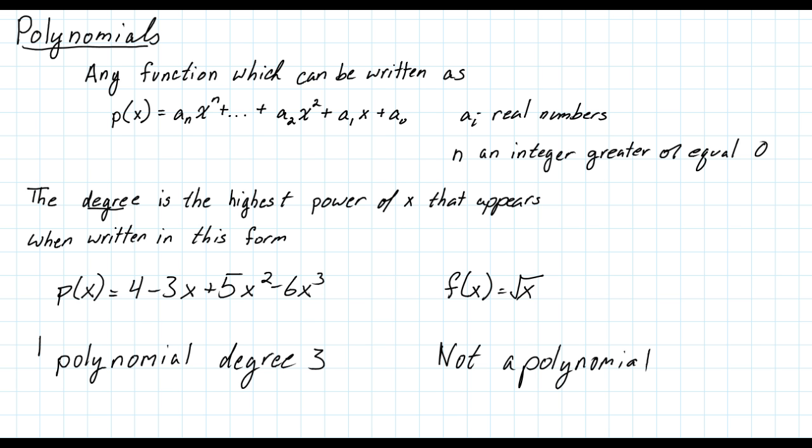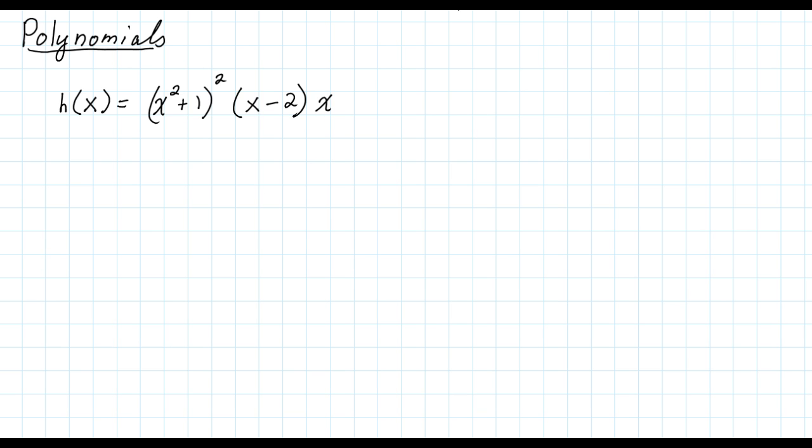Now let's look at a slightly harder example. Now, this guy is a polynomial. Let's go ahead and expand it so we can find the degree. I'll expand this term first, and that expands to x to the 4th plus 2x squared plus 1. And then I'll expand this guy second, and that expands to x squared minus 2x.